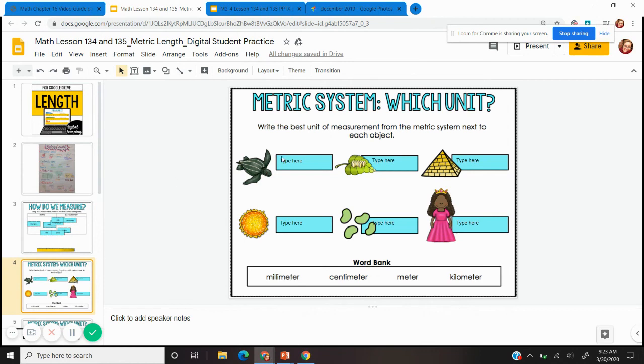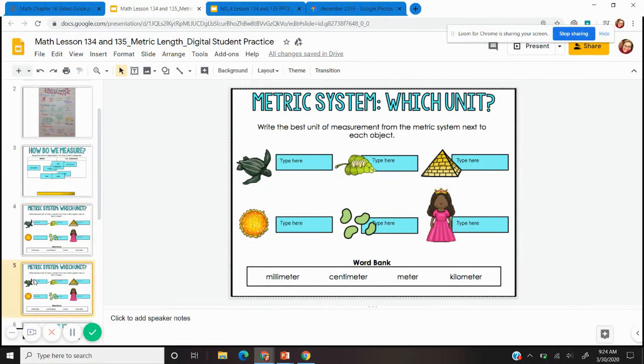This one is right in the best unit of measurement for each object, and we are using the metric system. So if I had a sun, if I had actual, like the real sun, these are not to scale, would I use a centimeter to measure the sun's length? Would I say the sun is 1,000,000 centimeters long, or would I use a different measurement? So go ahead and look at all of these options and then type in the box the unit that you would use to measure.